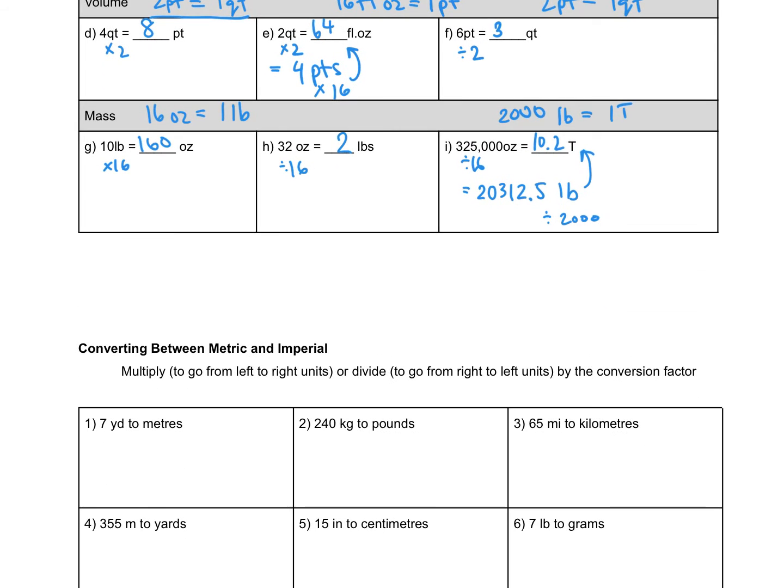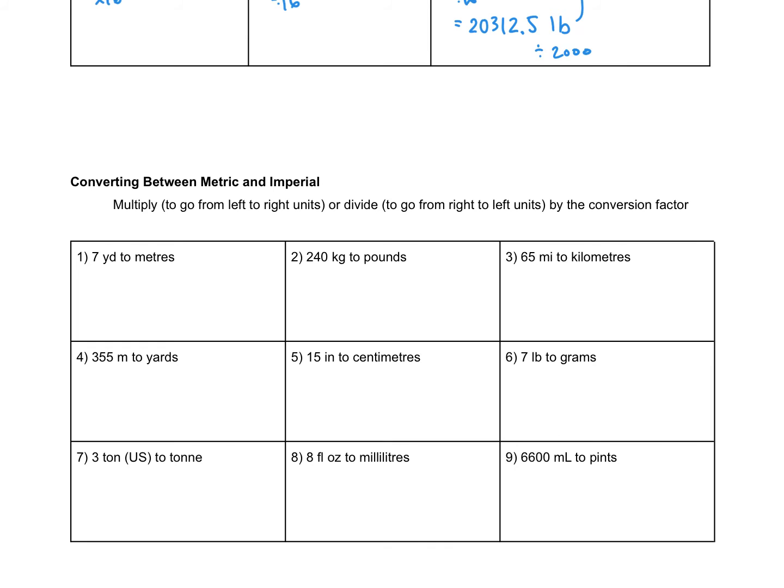The last conversion we're going to do is between metric and imperial. So if you look at your conversion chart, we're looking at the very last box, metric to imperial or vice versa. So let's take a look. This is going to be the exact same as the imperial conversions. We want to convert 7 yards into meters.